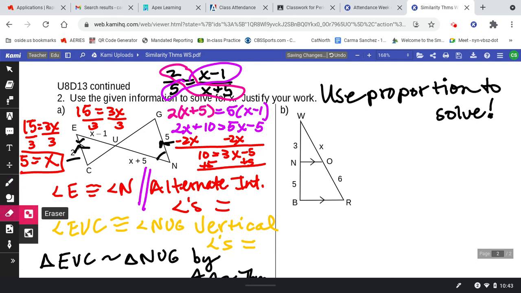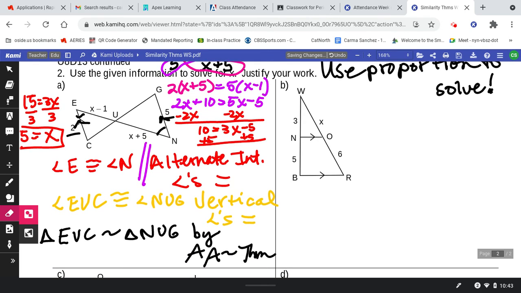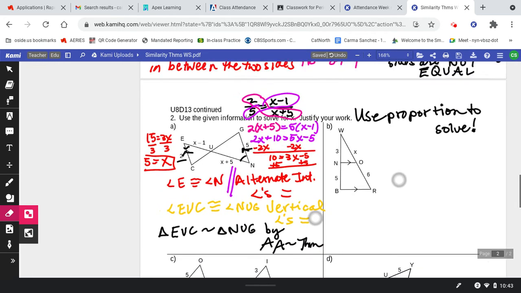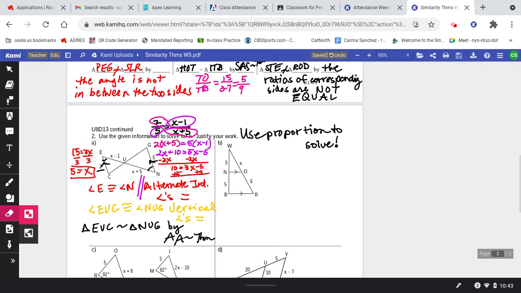So on these problems here on the back, you're going to do 2 things. You're going to prove that they're similar, and then you're going to solve for x. What do you think? How'd you do?